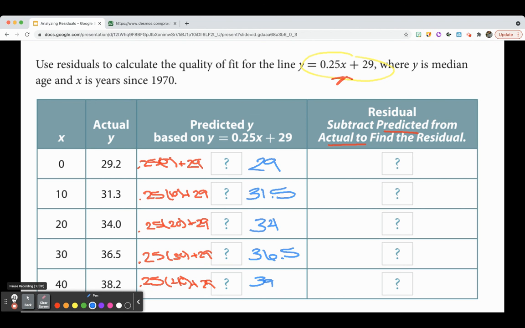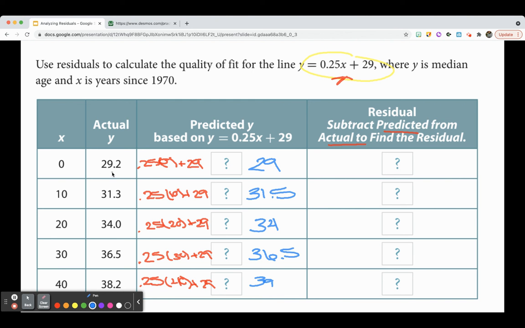So I put in my x value, and then I was able to calculate the y to get the predicted based on that line of best fit that was given. So in this part over here in this column, we need to subtract the predicted from the actual. So we're going to do actual minus predicted.